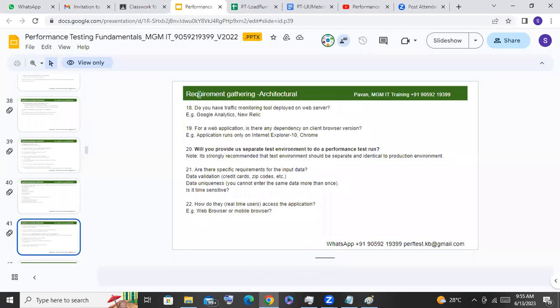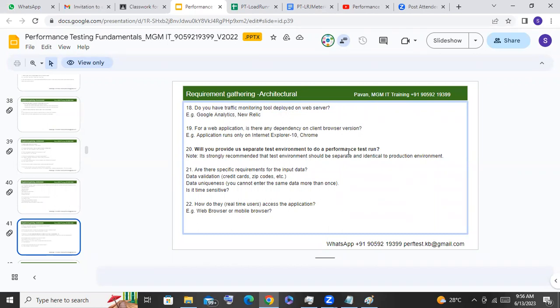Oh, there are more. Okay, are there any traffic monitoring tools that are deployed on the web servers, like Google Analytics, New Relic? Are there any traffic monitoring tools that are deployed? Okay, is there any dependency on the browser version? Okay, will you provide us a separate performance test environment, guys?